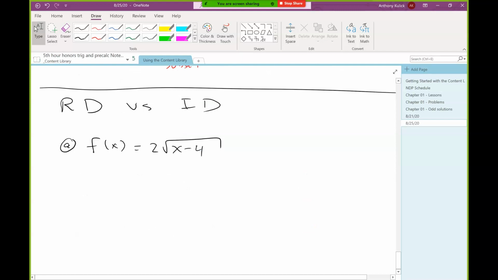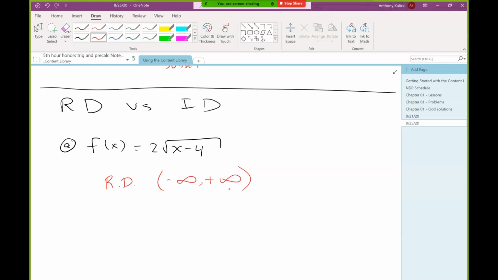Okay, so our first example, f of x is equal to 2 times the square root of x minus 4. So there's no story problem context here, so the relevant domain is just all real numbers, right? It's just like an algebra problem. We can just assume it's all real numbers.